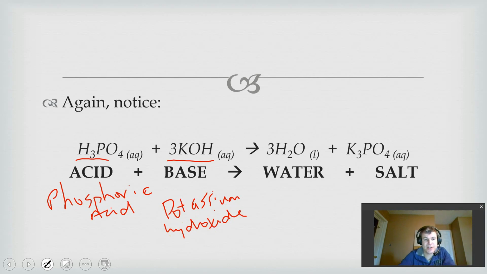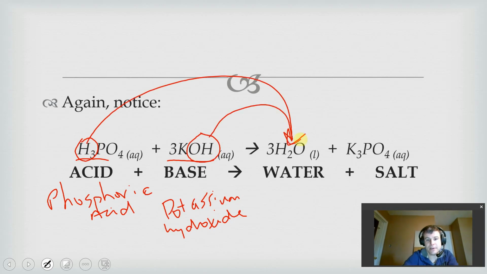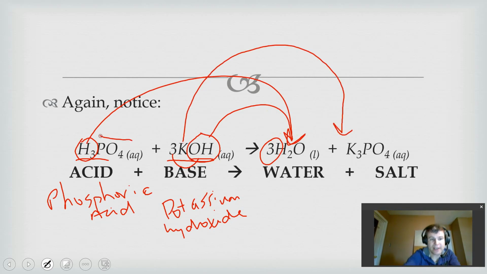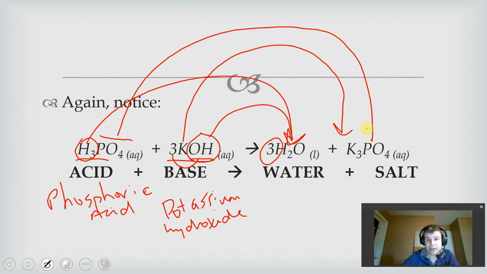And when we mix these two together, think about what's happening. The hydrogens are going to combine with the OHs to form water. In this case, there are 3 hydrogens combining with 3 hydroxides, and therefore we're going to get 3 waters. And then the leftovers are metal. Potassium is a metal, and it's going to join with phosphate, which is a polyatomic ion.